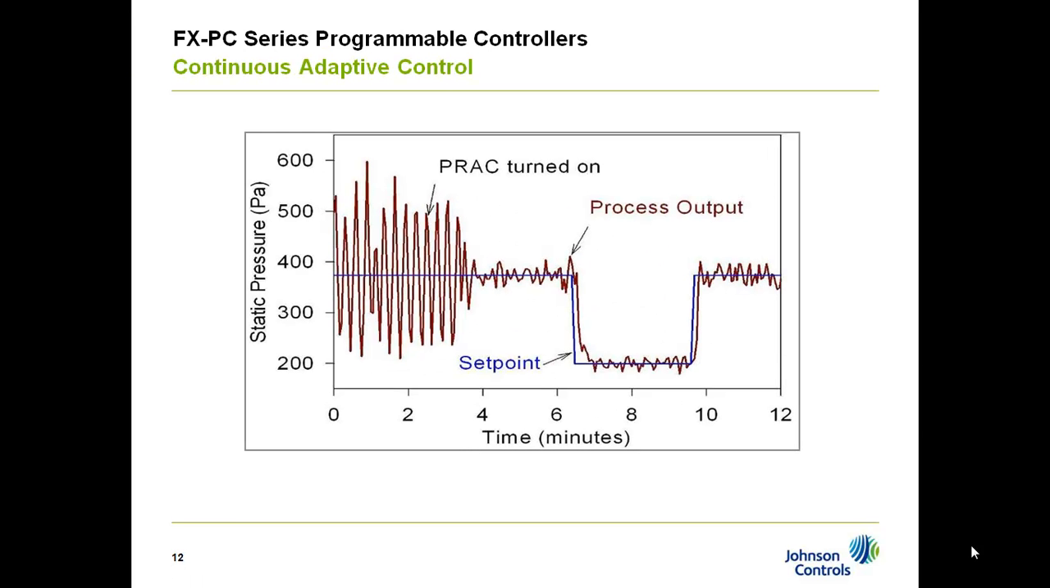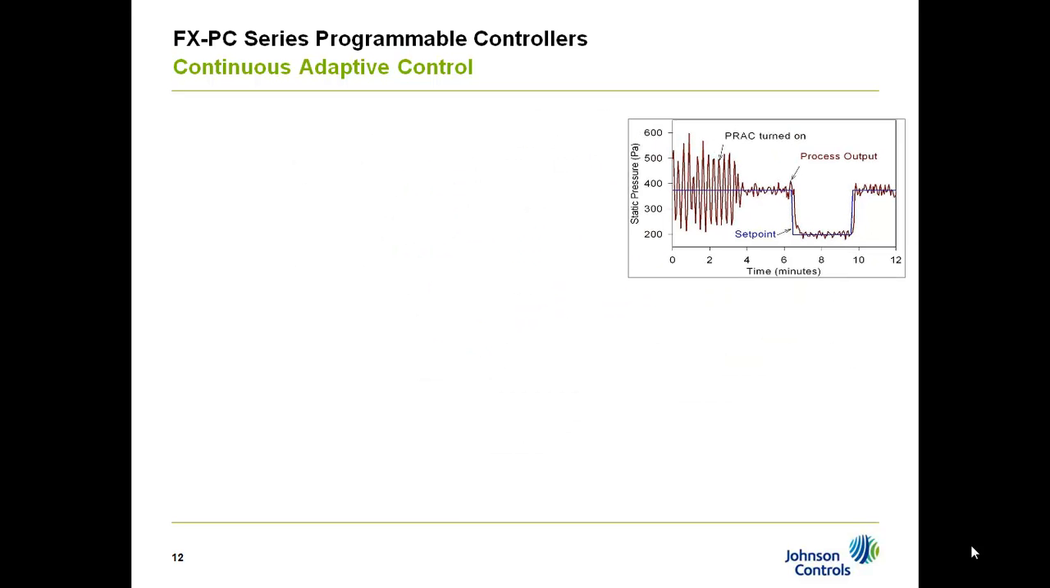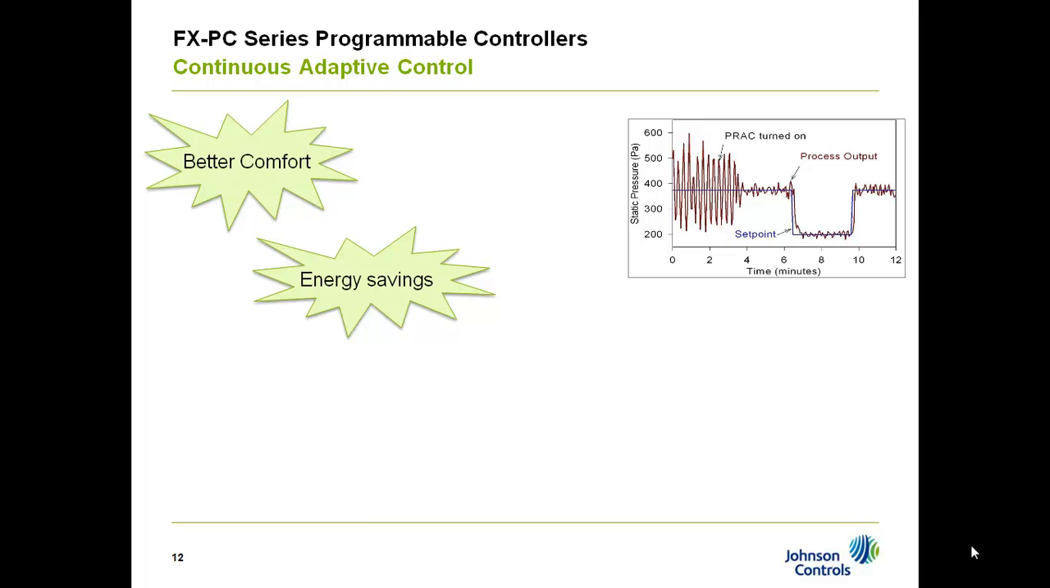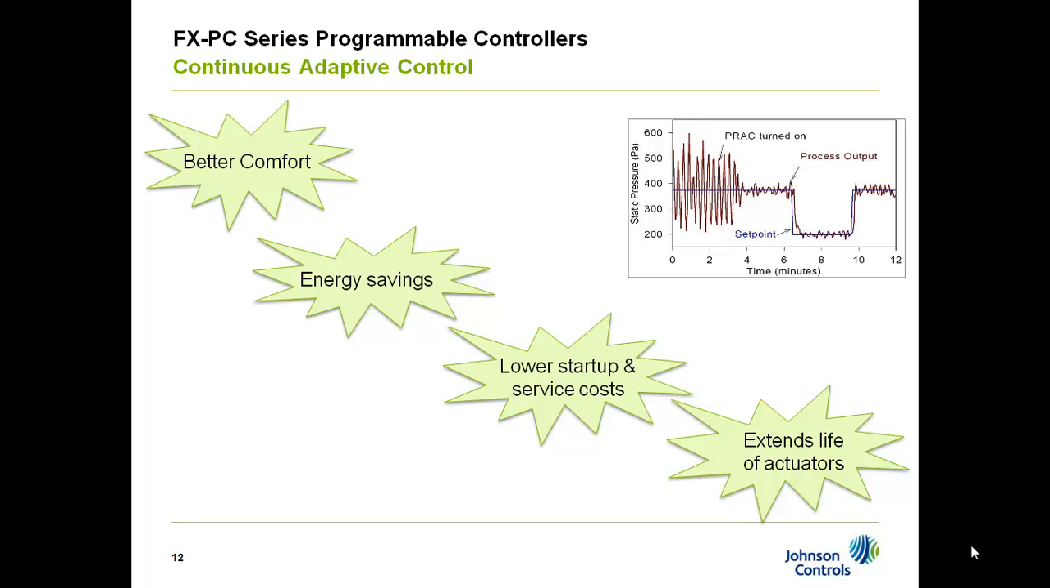Another advanced control capability provided by our FX-PC controllers is continuous adaptive control. When this capability is enabled, the FX-PC controller continuously monitors and adjusts control loop tuning parameters based on present and past conditions. Continuous adaptive control improves stability, dynamic response, and accuracy of control loops, which leads to better comfort and energy savings. It greatly reduces manual tuning and initialization, which reduces startup and service time. And it also avoids actuator hunting, cycling, and reversals, which extends the life of actuators.